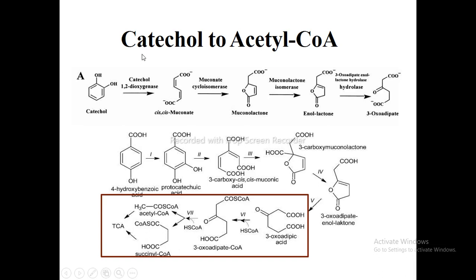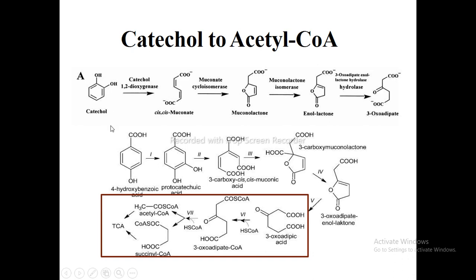Now, if we take catechol to acetyl coenzyme A, which is really assimilated in the different metabolic pathways, right? So catechol is subjected to degradation with the help of 1,2-dioxygenase, and then muconate is formed. This muconate undergoes cyclization to form muconolactone, a cyclic lactone, right? And then it undergoes isomerization and forms enol lactone, right? And then oxidation, ring opening occurs and an oxoadipate is formed.